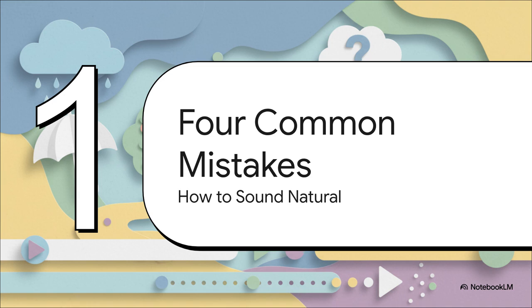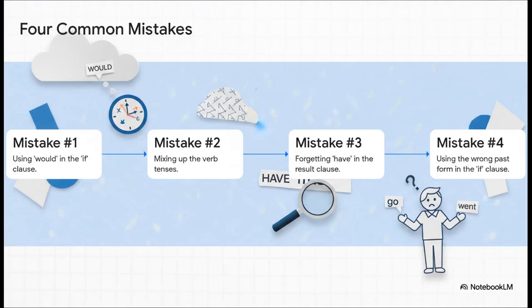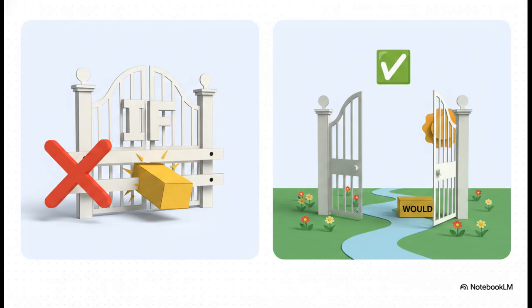Okay, let's get super practical for a minute. We're going to talk about the common traps people fall into. Seriously, even very advanced learners make these slip-ups. So if we can fix these, your English will take a huge leap forward. So we're going to hit 4 key mistakes. First, putting would in the wrong part of the sentence. Second, getting your time zones all mixed up. Third, accidentally dropping a tiny but crucial word. And fourth, using the wrong kind of past tense. Let's break them down.